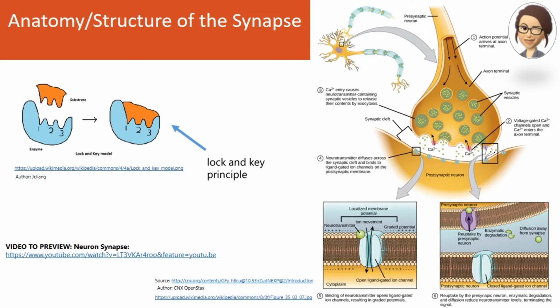So for the anatomy and the structure of the synapse, the purpose of this slide is to familiarize you with the anatomy of the synapse. So we have the vesicles. The vesicles are the packages containing neurotransmitters. Okay, so these are the vesicles.